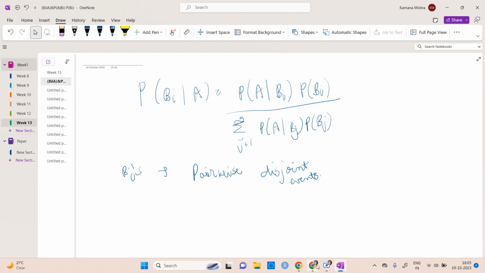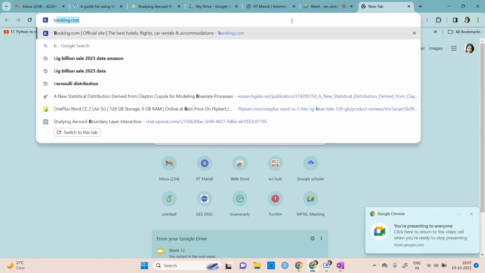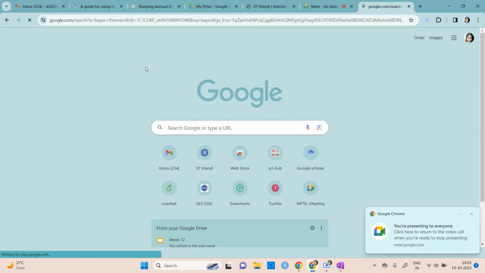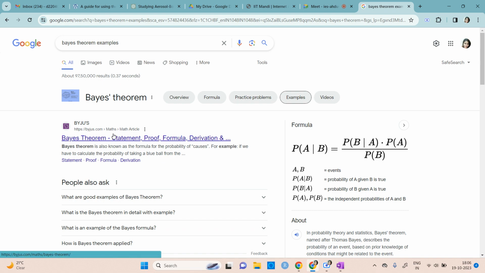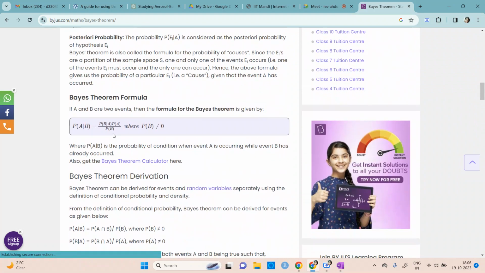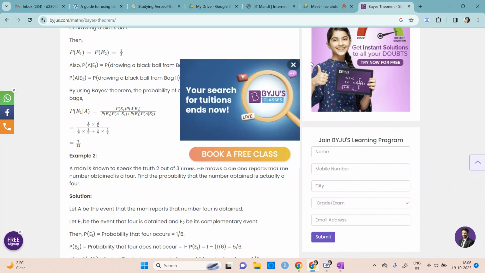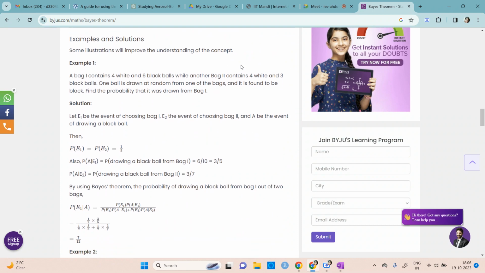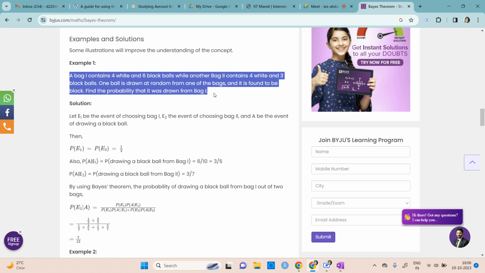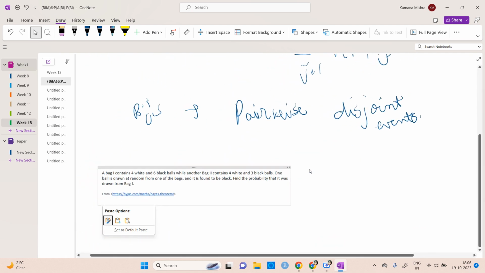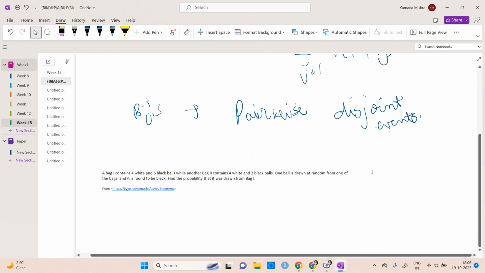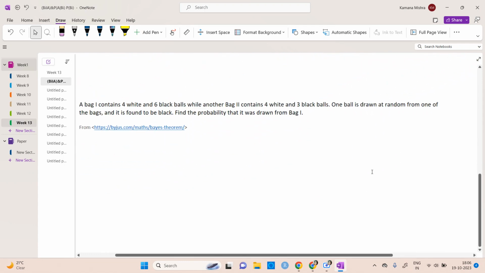Okay, you don't know. Okay, so I'm gonna tell you one question, and based on that, you will understand how and where you use Bayes theorem. So, Bayes theorem examples. Let's say I'm gonna take one example. Okay, so I think this example we can use. So just copy. Okay, so is it visible to you? Yeah, I think so.